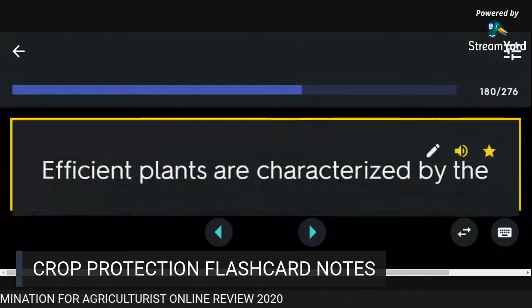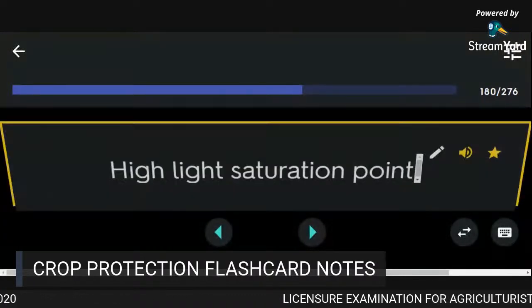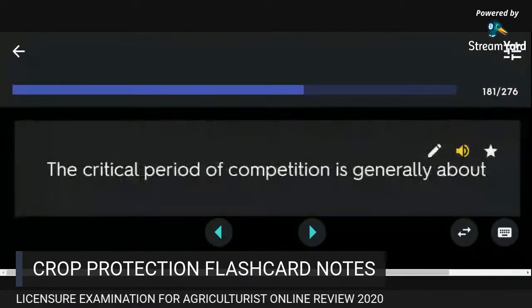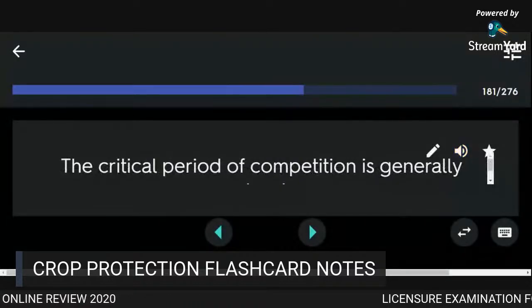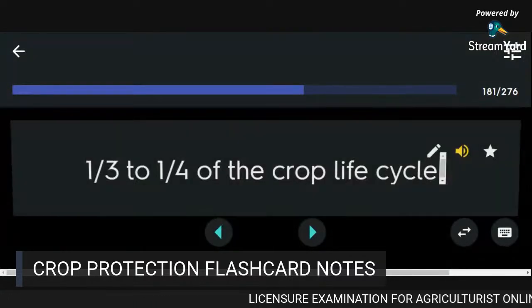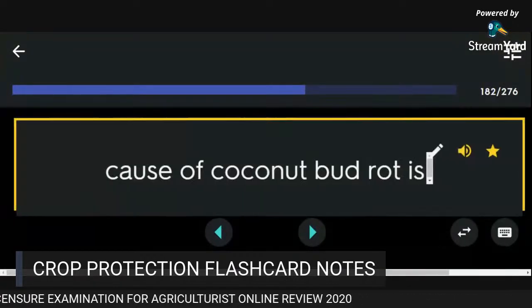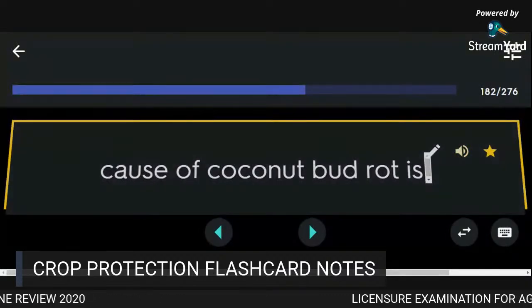Efficient plants are characterized by the high light saturation point. The critical period of competition is generally about 1/3 to 1/4 of the crop life cycle. Cause of coconut bud rot is Phytophthora palmivora.